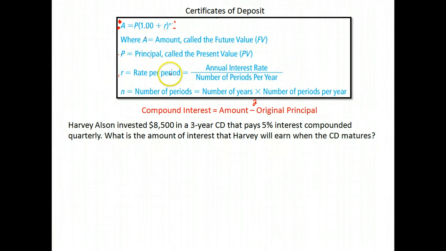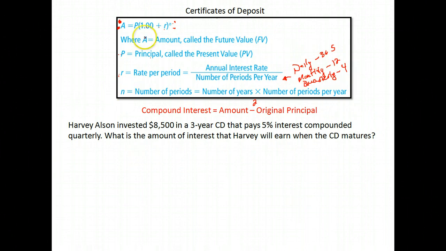R is the rate per period. Okay, so remember we sometimes have things compounded daily, monthly, annually. So we have more than one period in a year. You take the annual interest rate that they give you and divide by the number of periods per year. So this number right here could be lots of different things. If it's daily, you would divide by 365. If it's monthly, you would divide by 12, because there's 12 months in a year. If it's quarterly, you would divide by 4, because there's 4 quarters in a year, and so on.